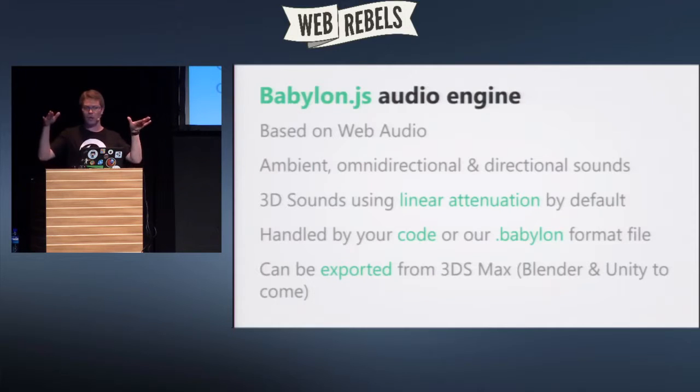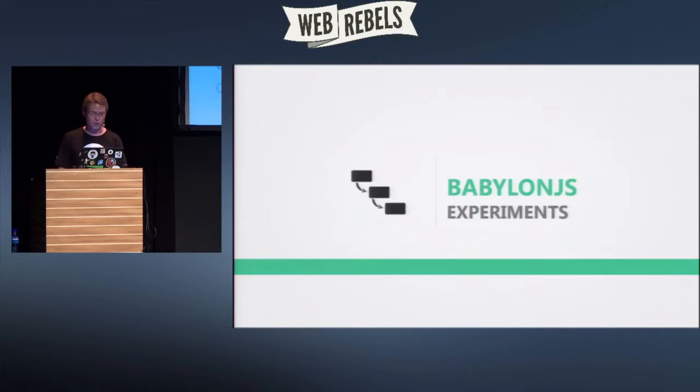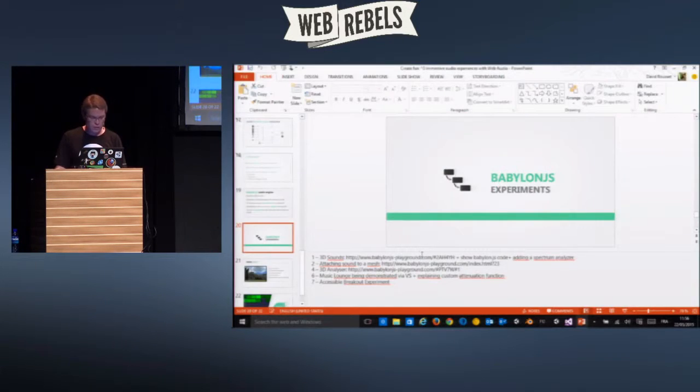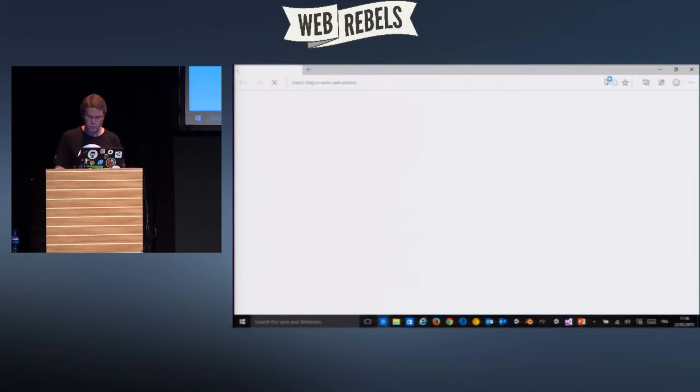So the 3D artist we've been working with, Michel, has been using 3D Studio Max and just puts the sound in a specific place in the scene, exports that in our format, and we load it. You don't have to load anything using JavaScript. Today it can be exported from 3D Studio Max because Michel mainly uses 3D Studio Max. We need to update Blender and Unity to add support for audio. So let's do a couple of experiments I've been building.